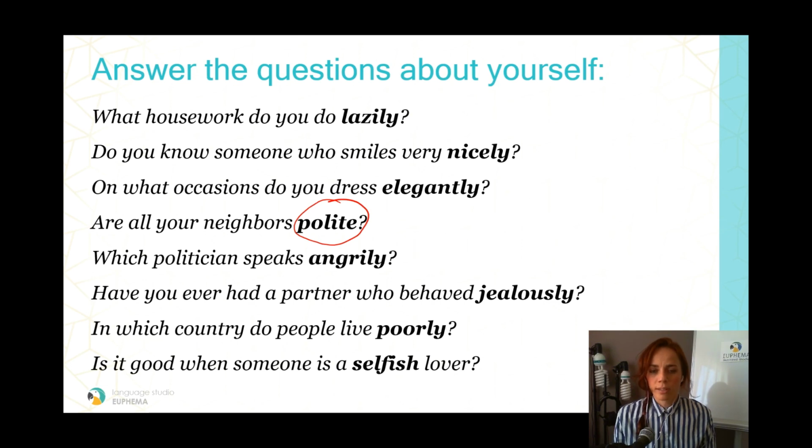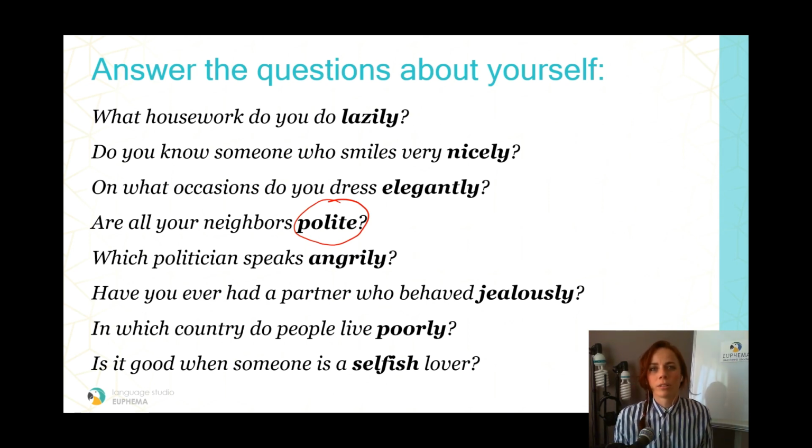Is it good when someone is a selfish lover? In my opinion, it is not good if someone is a selfish lover. So it's not good, in my opinion, when someone loves their partner selfishly. What do you think? Is it good when someone is a selfish lover or when someone loves you selfishly? And would you say that you are a selfish lover? Do you love selfishly? Good. Okay. So that's about it.